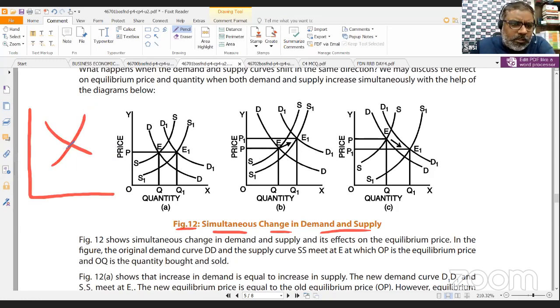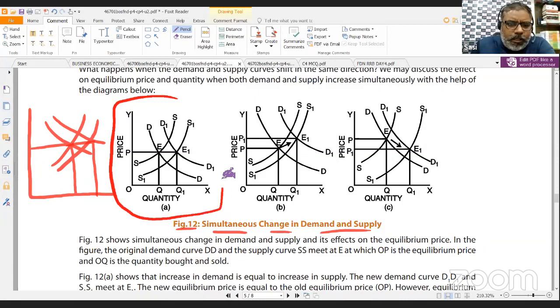Let us say once again, this is the original equilibrium, okay? Then demand increased by exactly the same proportion, and supply also increased by the same proportion. So ideally the price remains the same, but quantity increases. That's what happened here. In this first diagram, price did not change. Equilibrium price was still the same. When demand and supply increased in the same proportion, price remains the same, but quantity has increased. That is clear. It has increased in this case from Q to Q1.